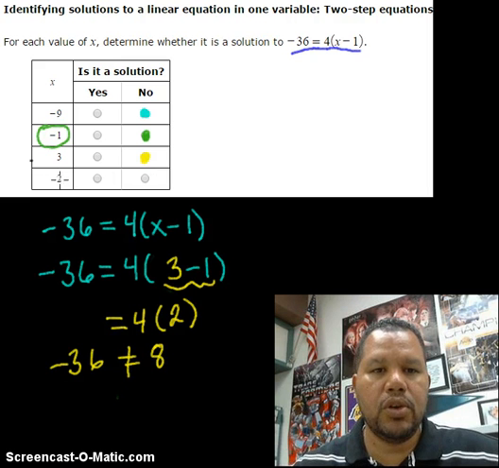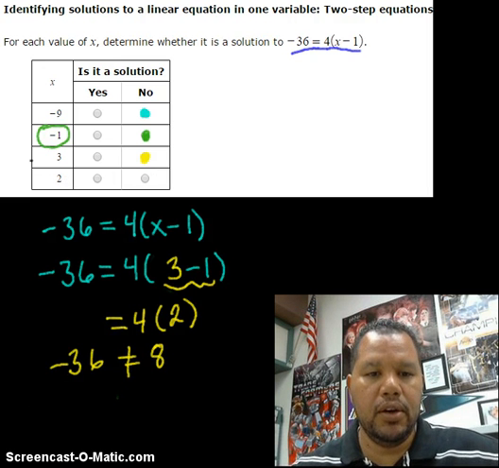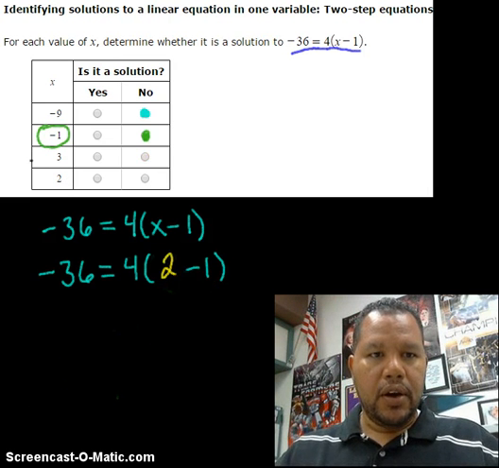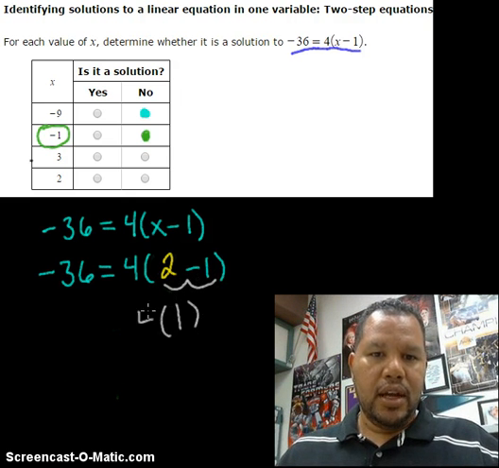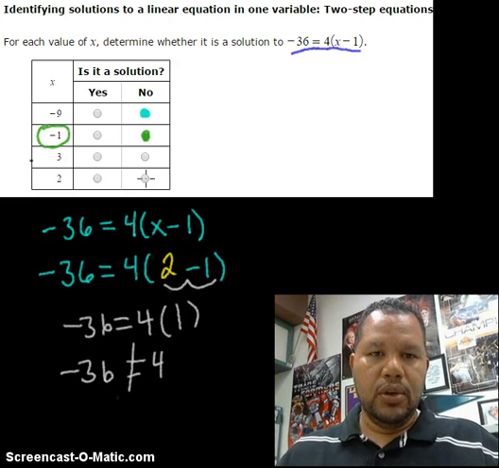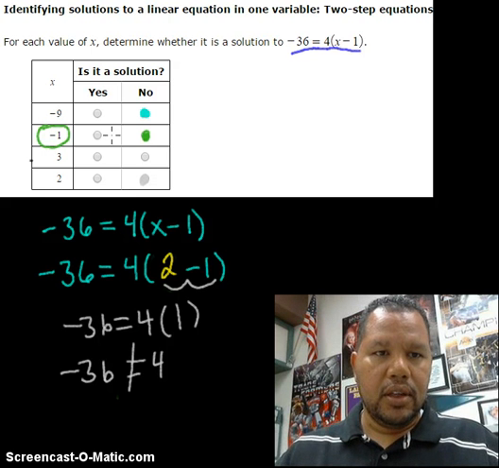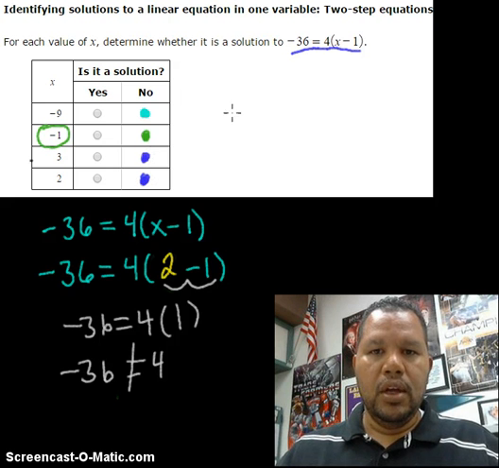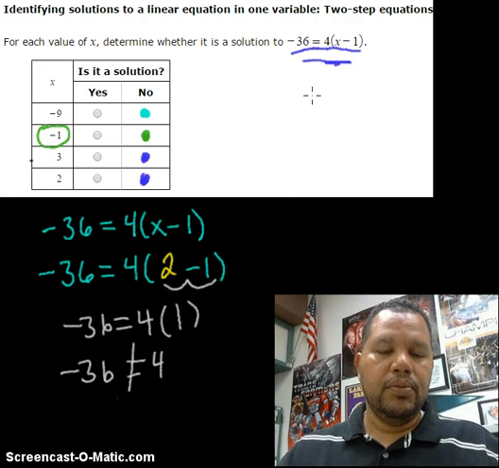And the last one we're going to try is 2, so I'm going to substitute 2 in here. Okay, so once again we are going to go ahead and work here. So 2 minus 1 is just 1, and we go 4 times 1, which is 4, and we know 4 does not equal negative 36. So none of these actually are solutions to this given equation.